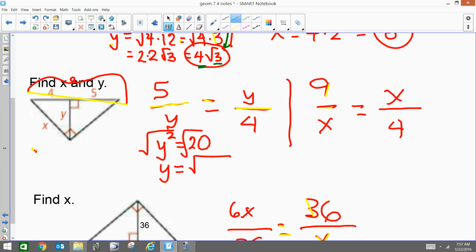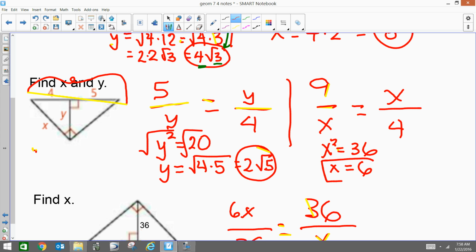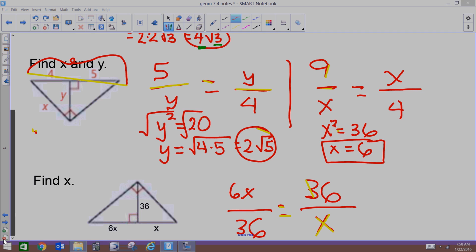Notice those same numbers are going to come up because 4 is a perfect square. So the square root of 4 is 2. The square root of 5 is the square root of 5. There's your simplified answer. x squared equals 36, so x equals 6. 36 is a perfect square, so we don't have to break it down.